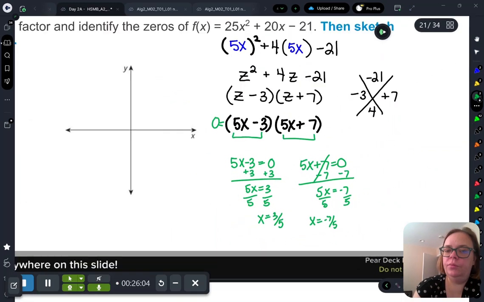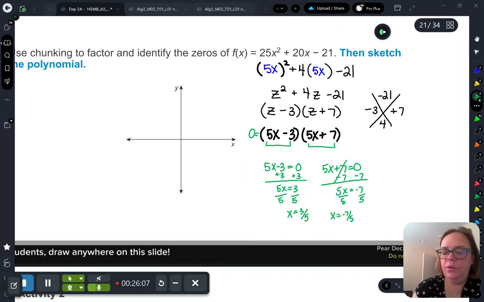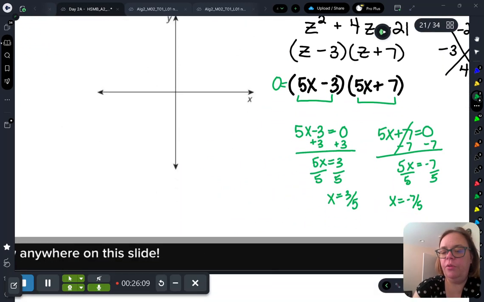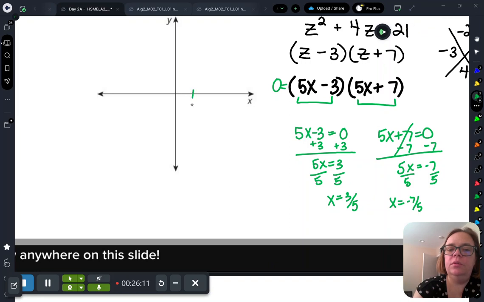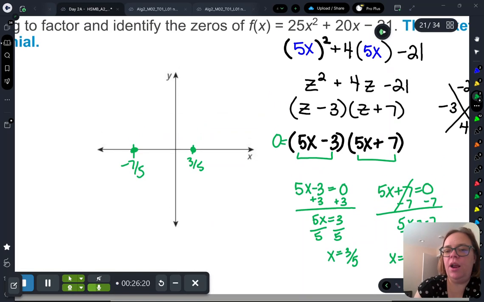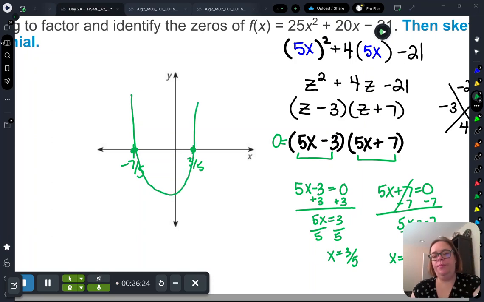So 3/5, and just say it's there, -7/5. I'm just estimating. It's a quadratic, it's a parabola, so it must go down and then go back up. Just a sketch, doesn't have to be perfect.